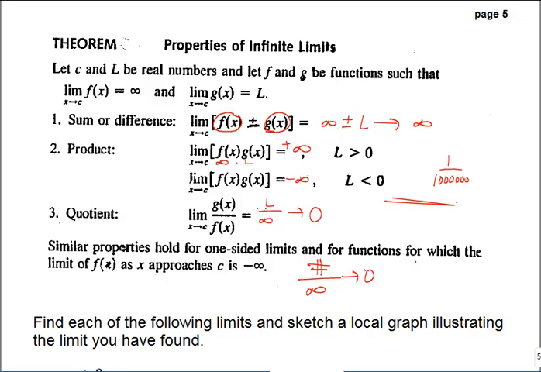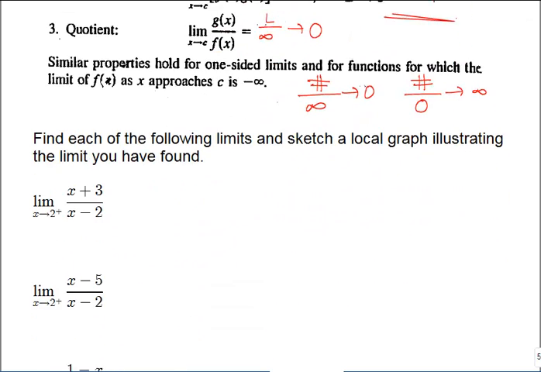And what we said on the previous page is that a constant divided by something small, like 0, goes infinite. So it's kind of a reciprocal relationship here. A number over something big gets small, a number over something small gets big. All of these properties hold for one-sided limits and for functions for which the limit of f of x as x approaches c is negative infinity as well. So it doesn't just have to be for positive infinities.